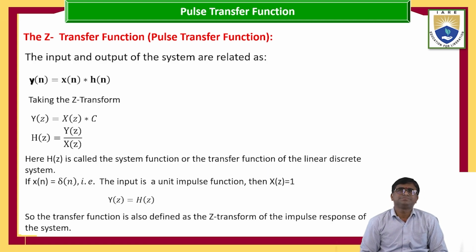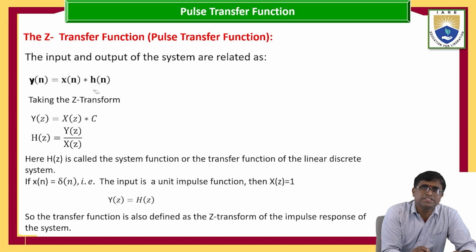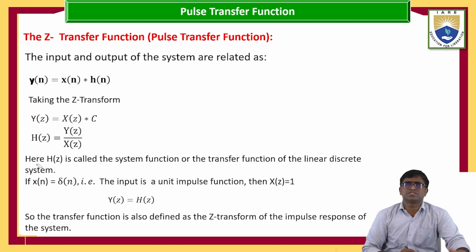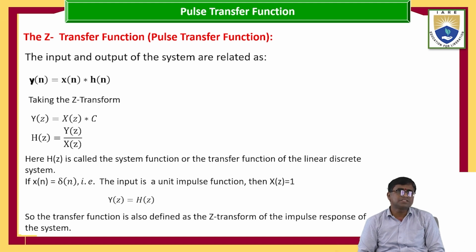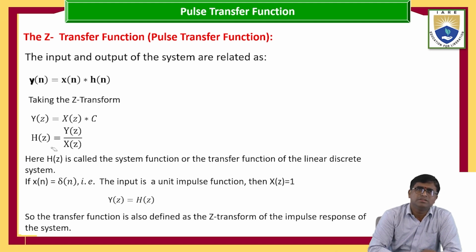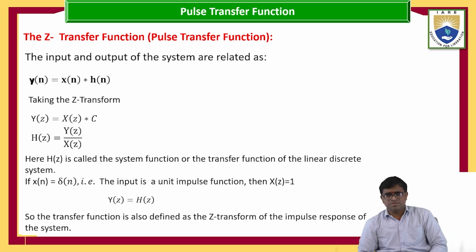Now I am going to find the Z transform of this system, y of n equal to x of n into h of n. So it comes to Y of z and X of z into H of z, so H of z equal to Y of z by X of z. H of z is called the transfer function of the linear system. If the system is given an impulse, then X of z is 1, so the output Y of z is the transfer function itself. So the transfer function is also defined as the Z transform of the impulse response of the system.